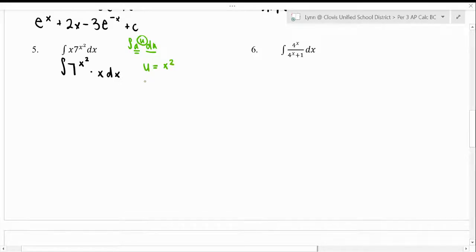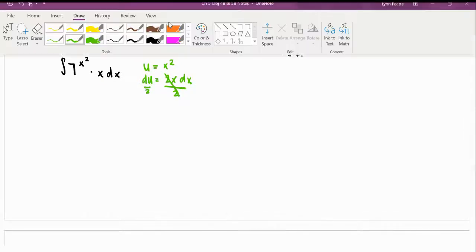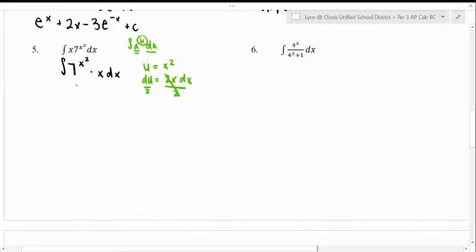And then I want to calculate the derivative. So that would be 2x to the first dx. And I have just an x dx, so that means I'm going to go ahead and divide by 2. And so then once I get to here, I'm going to go ahead and do my substitution. So the 7 stays a 7. That doesn't turn into something different. x squared replaces with u. And then x dx is that du over 2, but I'll put the 1/2 out to the front.